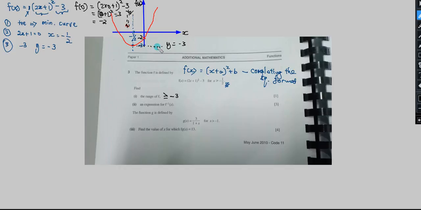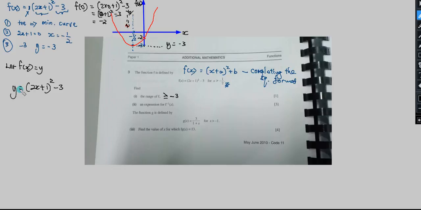Let's look at the function again. Before you do anything, what you have to do is set the function f(x) equal to y. So this function here, f(x), is y equal to (2x plus 1)^2 minus 3. Finding the inverse function, basically you want to make x the subject rather than y.